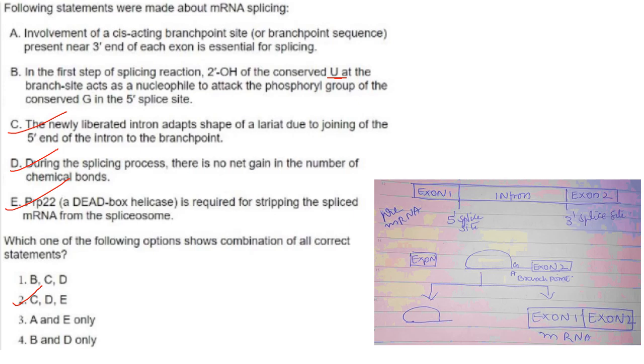In the first step of splicing reaction, the 2' OH of the conserved U at the branch site acts as a nucleophile to attack the phosphoryl group of the conserved G in the splice site. It is not U here. It should be A. See here in the figure. It is A here. A will have a nucleophilic attack on the G. It is not U. So B is also not correct. So again options 1 and 4 have been cancelled, and your answer is option 2.